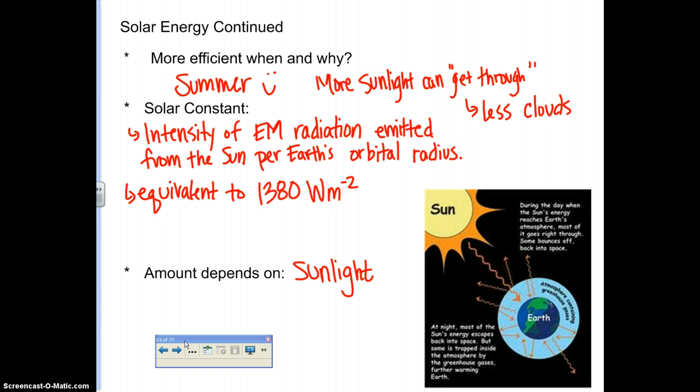Solar energy is more efficient when? Well, in the summertime, of course, because there's more direct sunlight. That sunlight can get through the clouds a lot easier because usually there is less cloud cover during the summertime.